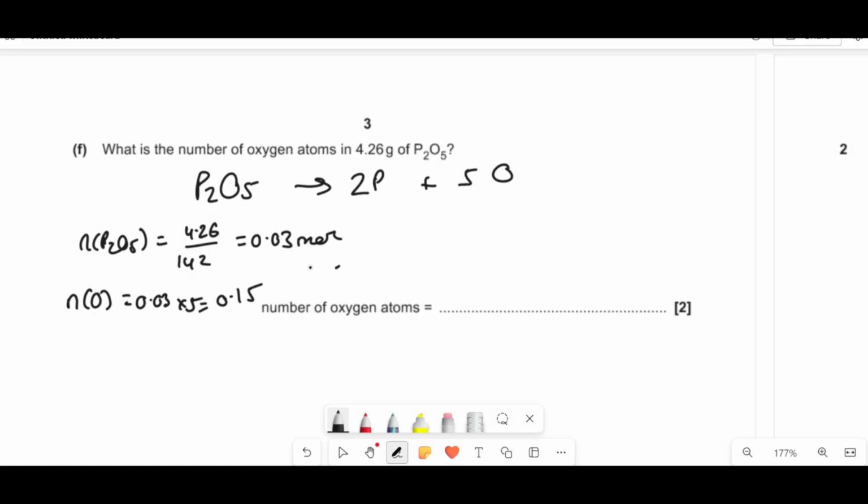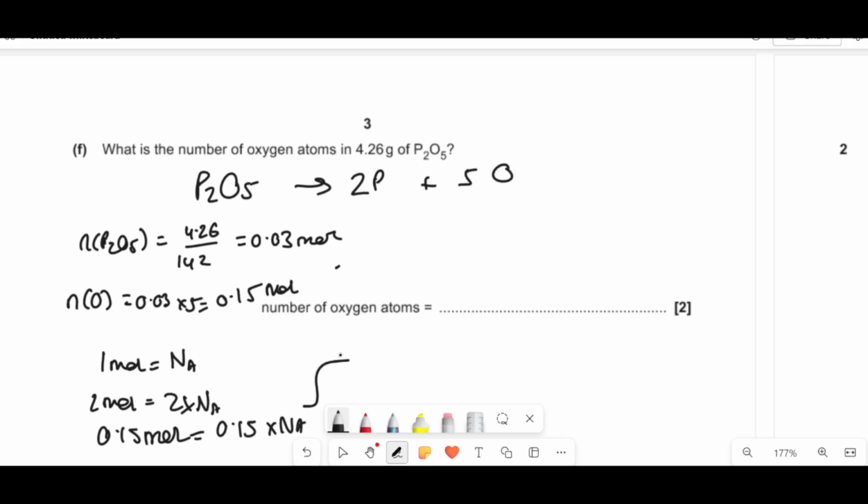Then they want the number of oxygen atoms, right? And this is in moles. 1 mole is a quantity, like a dozen, for example. 1 dozen is 12, so if I have a dozen bananas, I have 12 bananas. 1 mole is Avogadro's constant as a number. So if I have 1 mole of bananas, I have 6.02 times 10 to the 23 bananas. If I have 2 moles, I'll have 2 times NA. So if I have 0.15 moles, it's 0.15 times NA, Avogadro's constant: 0.15 times 6.02 times 10 to the 23 gives you 9.03 times 10 to the 22.